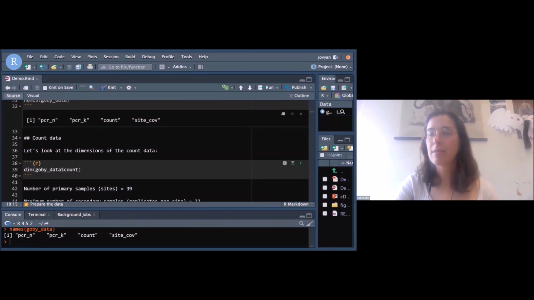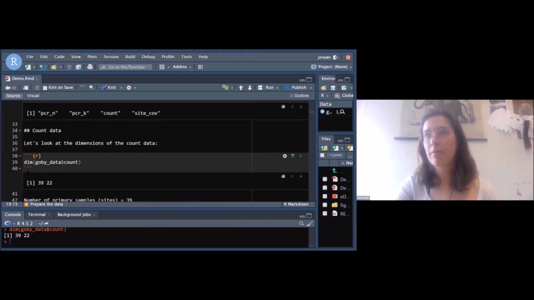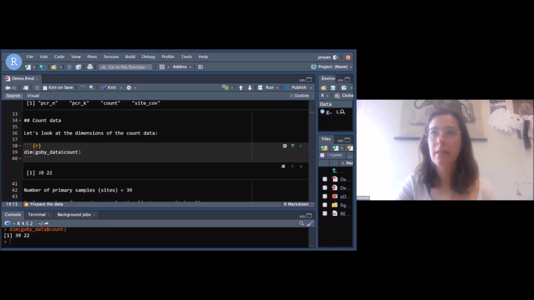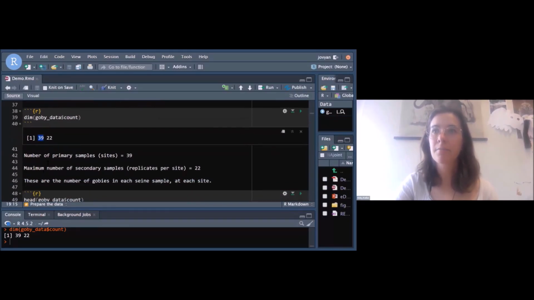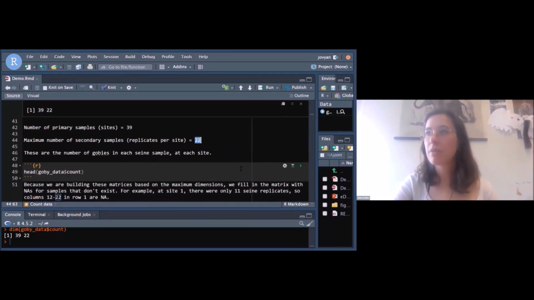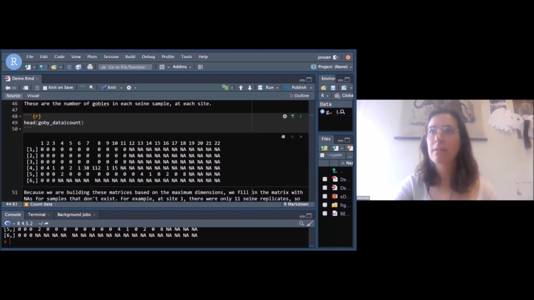So let's first look at the count data. These are the net samples, and the number of rows is the number of sites. Here we have data collected for 39 sites, and the number of columns is the number of secondary samples, the number of replicated net samples per site. The maximum number in this data set is 22. Each of these numbers is the count of gobies in each net sample at each site. Again, the rows are the sites, and the columns are each replicate per site.